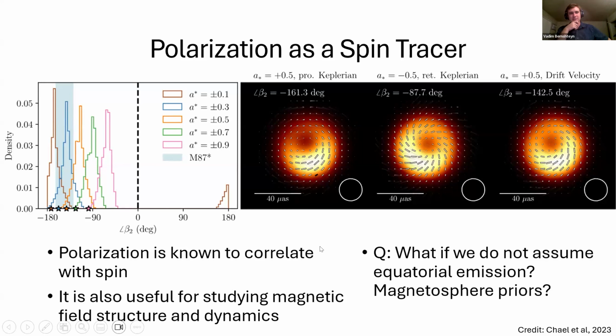But what we do differently compared to previous works, especially to the work which considers analytic models for emission, is that we do not assume equatorial emission, and we impose much weaker priors on the magnetosphere. And our question is, by looking at beta-2 modes, can we still recover useful geometric information even in this more generic situation?